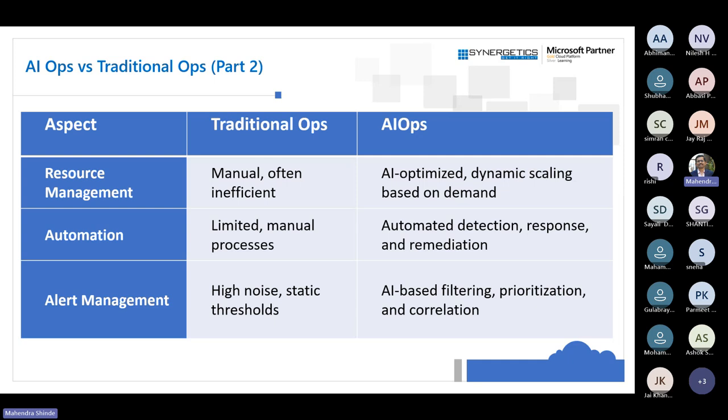Automation in traditional operations is limited and a manual process, whereas in AI ops, it is an automated process. So is it possible for an AI tool to install necessary packages, updates, or configure the system a certain way, depending upon what operating system is there, what CPU architecture is there, and all that? Yes, it can do it on its own. And last, alert management. If it is done manually, there would be too much noise. There will be too many static thresholds. Whereas AI ops can use AI-based filtering, prioritization, and correlation, which is more efficient than the traditional operations.